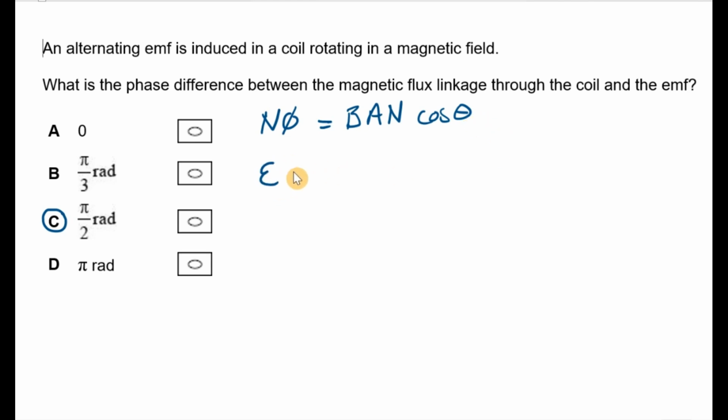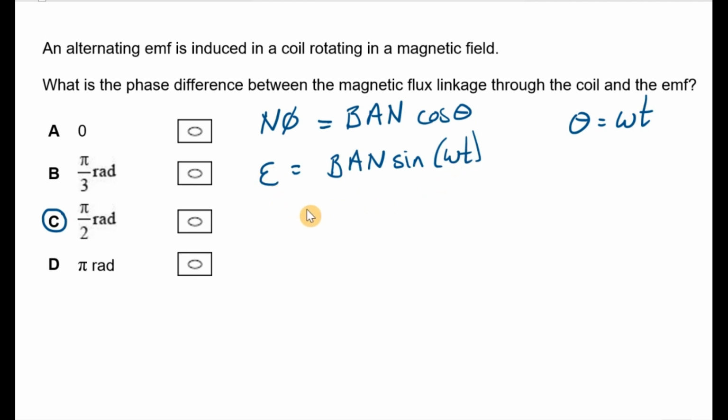The induced EMF is given by, again, flux density, area of coil, number of turns, and then sine omega t, where omega is the angular velocity of the coil and t is time. Well, the angle at any moment in time is equal to omega t. So the flux linkage is equal to cos theta, the EMF induced is equal to sine theta.